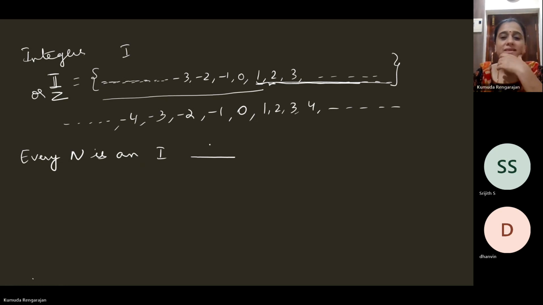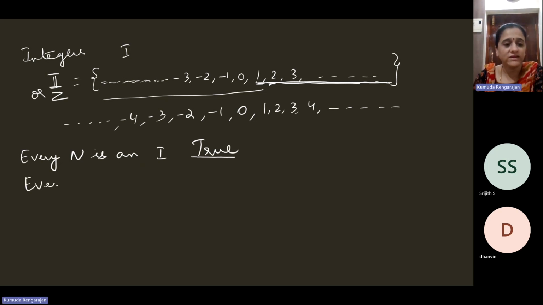What is the definition of an integer? All natural numbers, their negatives, including zero, form the collection of integers. And what's the statement here? Every natural number is an integer. Yeah, every natural number is an integer. True.